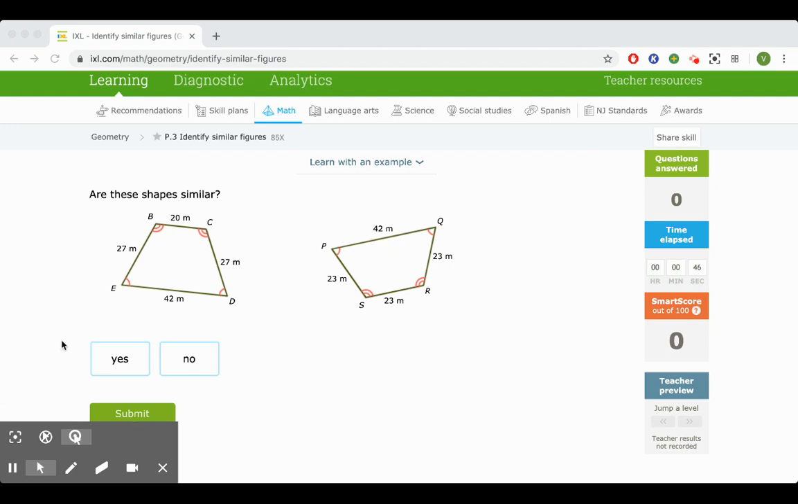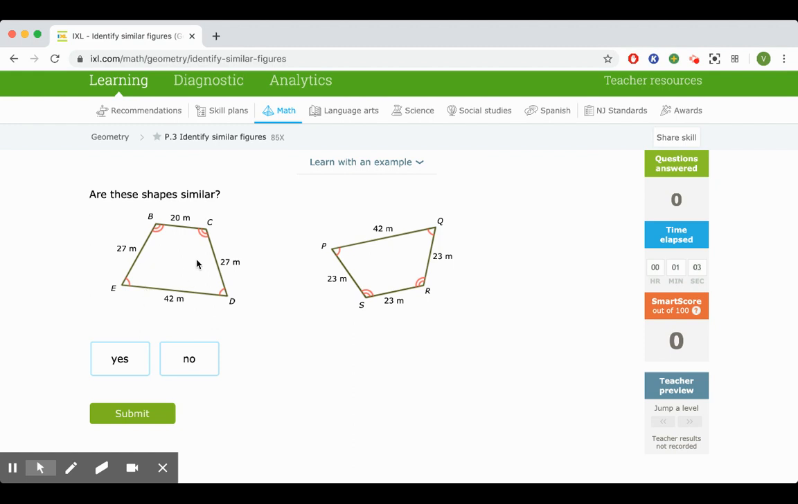Okay, so let's get into it. We're going to check the angles first. Now for this trapezoid, there's these angles. And these angles are also here in this trapezoid. So the corresponding angles are congruent. Now we got to check the sides.